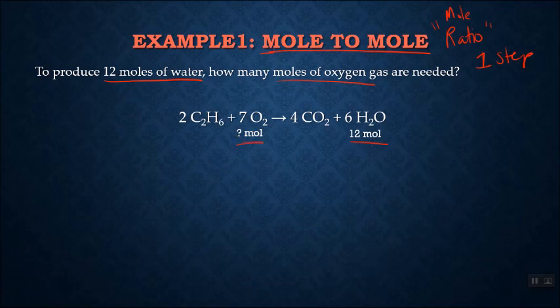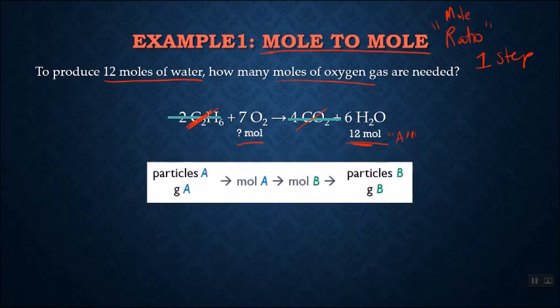So what you can do, if you need to, is cross out the other components of the chemical reaction, the other substances. We don't really need to worry about methane. This is ethane, excuse me. We don't need to worry about ethane. We don't need to worry about carbon dioxide because it's not part of our problem. So we're going to ignore those two and only focus on the water and the oxygen. Now this is our given amount, so this is going to be that A on the stoichiometric map. And then going to the oxygen, that's going to be the B on the map.